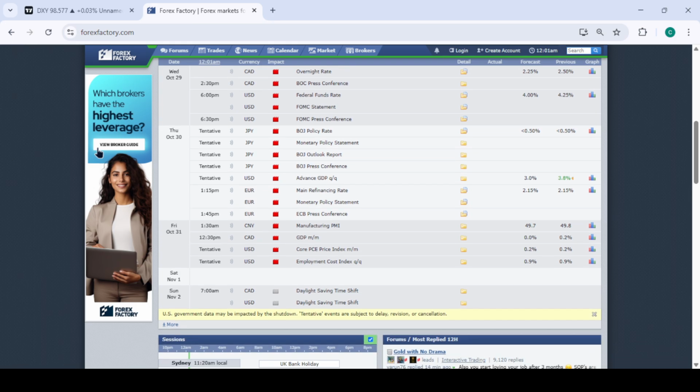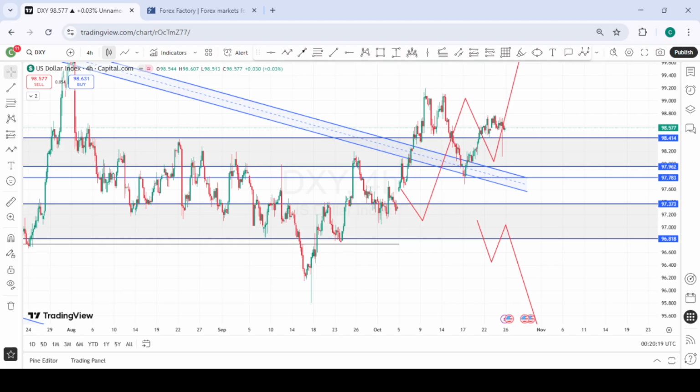And on Friday, we have the manufacturing PMI for the Chinese yuan, and we also have the CADJPY on Friday, and then USD also has the core PCE price index and an employment cost index, which is also tentative because of the government shutdown of the US. So let's now dive into the charts and the setups we have for the coming week.